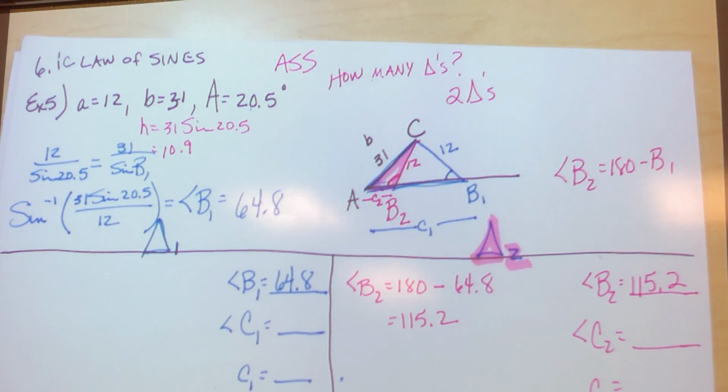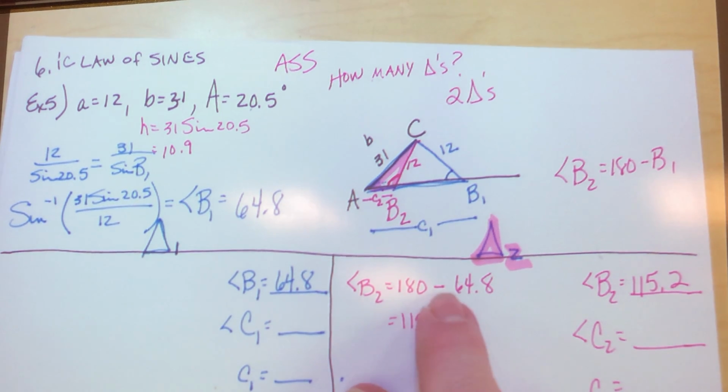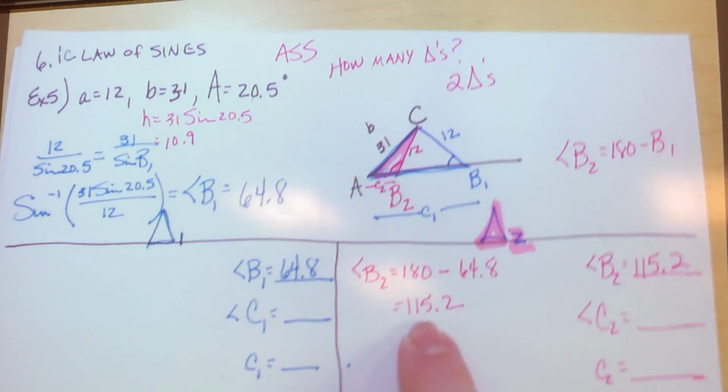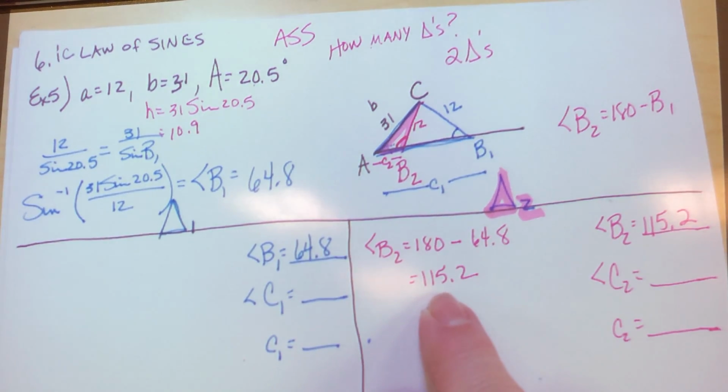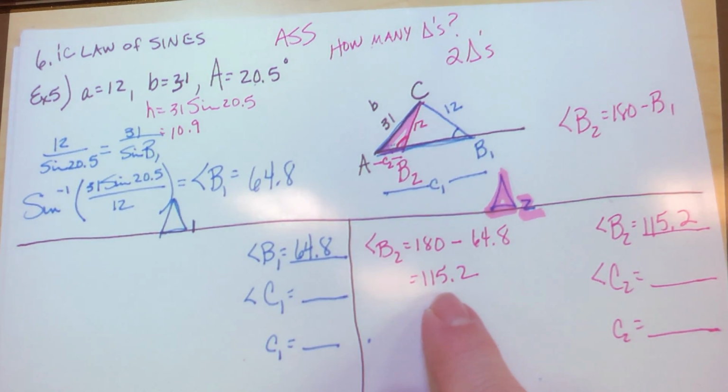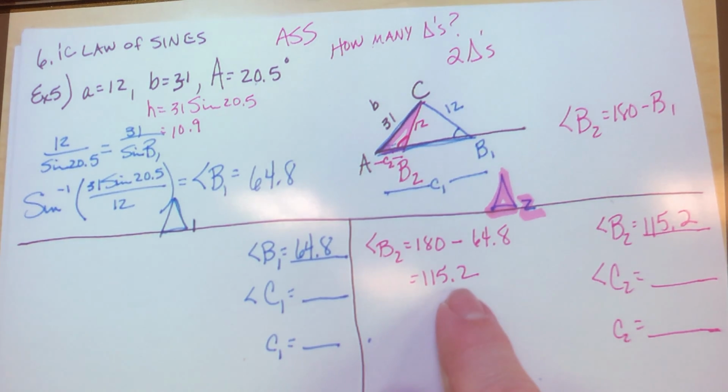Okay, so where did you get the 115.2? I understand that it's subtracted, I said supplementary. 180 minus 64.8 is 115.2. So if you had the 115.2 but not the 20.5, did you do the same thing? I'm just confused on when you used the supplementary situation.